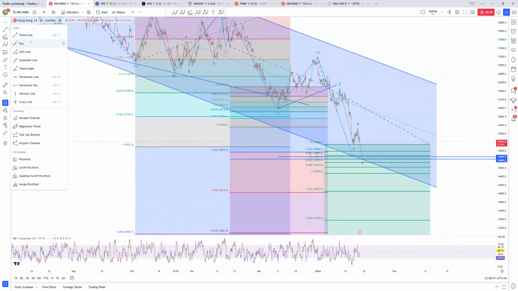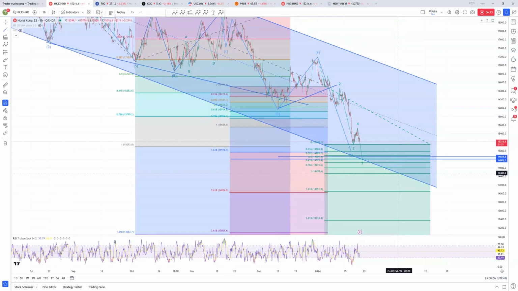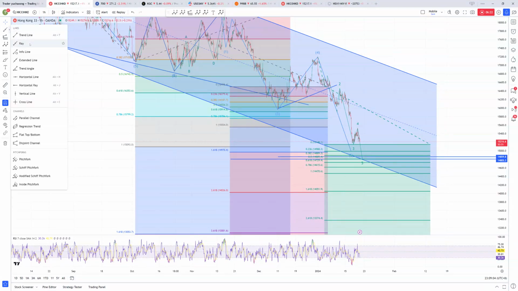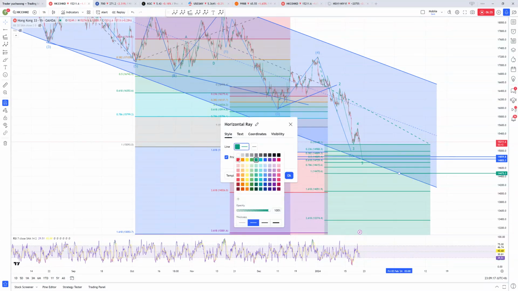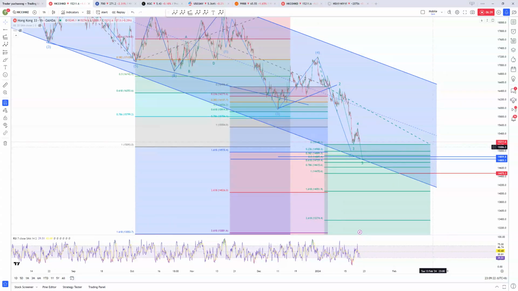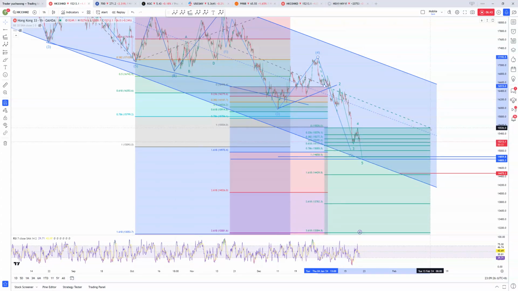And let's put in a ray here. So this is where we have wave 5 equals wave 1. Let me put in a horizontal ray at this point. To make it more obvious, let me change it to red. The other one will be over here, so this is a range. If wave 4 goes all the way up and comes down again, we reach back to this target, which is very close to where wave 3 ends, or it could go to 1.618, which is around here.